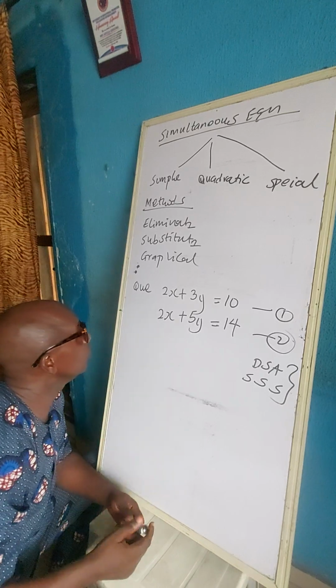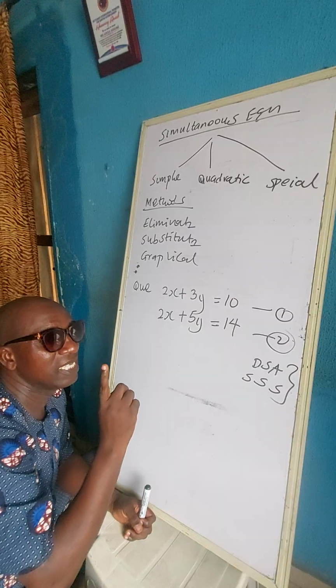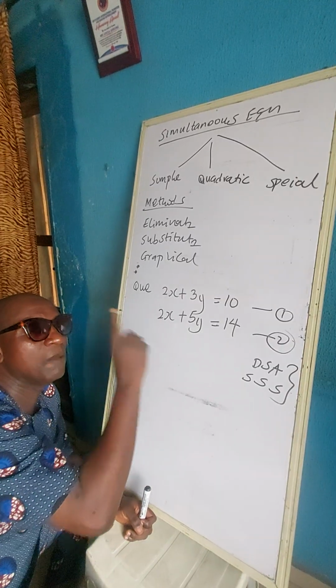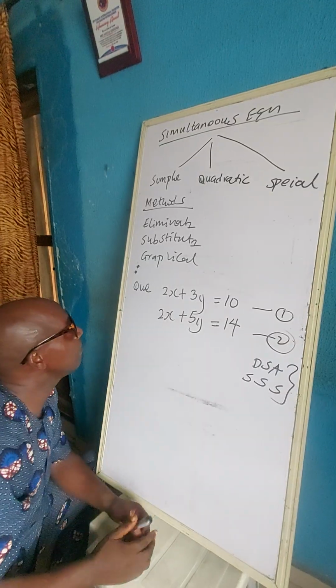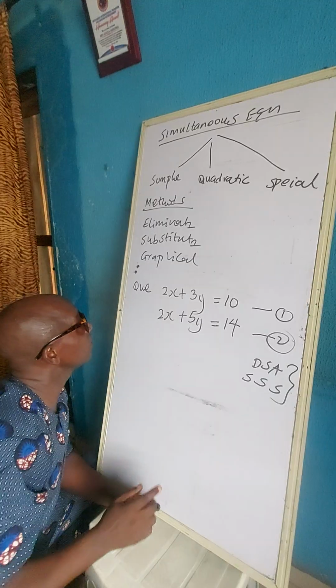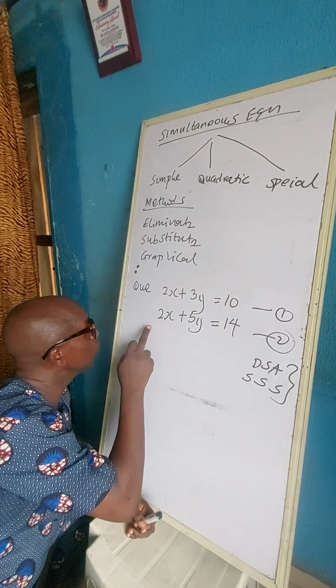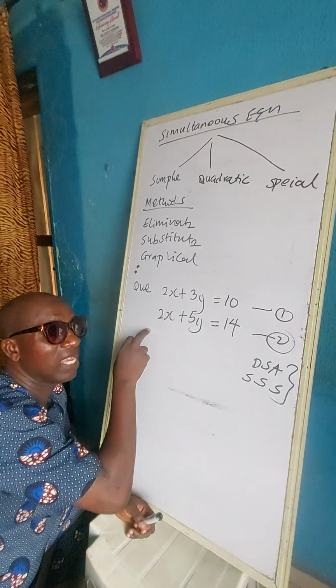Now let's go. Same sign, we need to subtract. Before you subtract or add, one of the coefficients of the letters must be the same. If not, nothing can be done. How do I know? Let's look at the first equation. The coefficient of x is 2. The coefficient of x is 2. The coefficients are the same. You can either subtract or add.